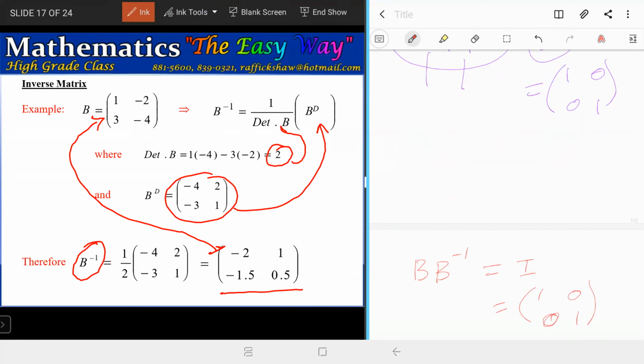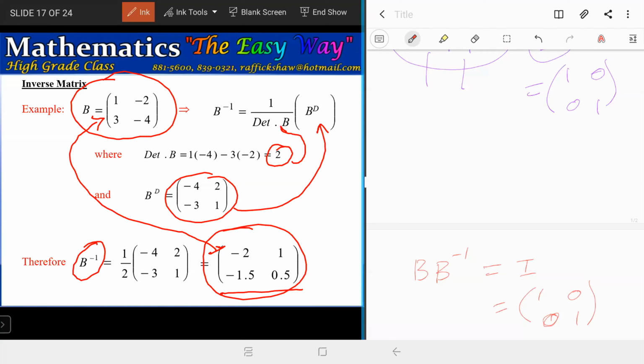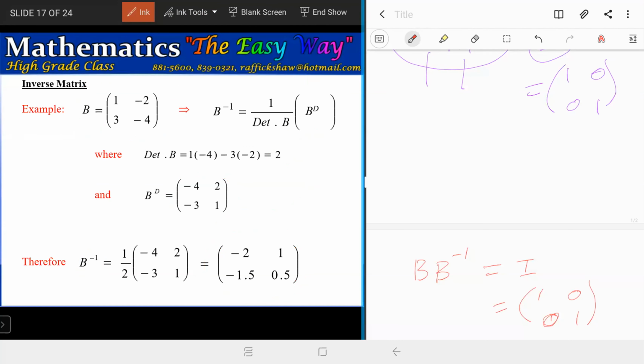When I do a question, I will have to show it anyway, so you'll see it. I multiply these two matrices, the B and the B to the minus 1. I'm going to get the I matrix. I'm going to end up with the I matrix for sure. All right, so that is the inverse matrix.